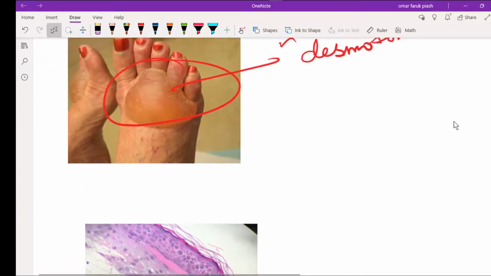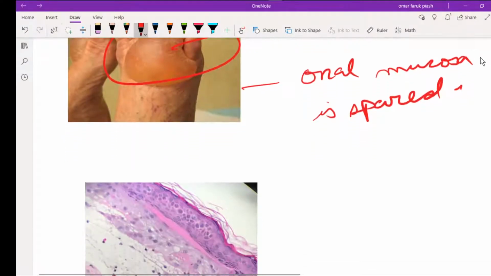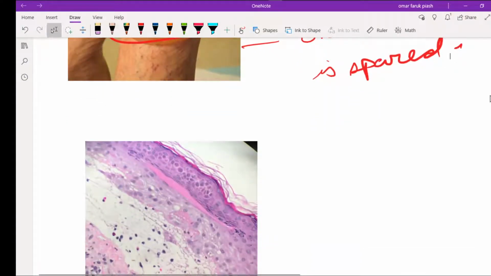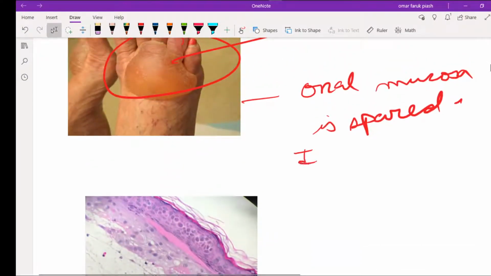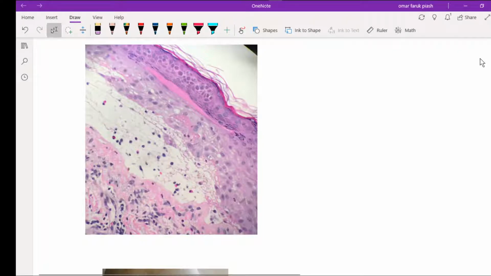In here oral mucosa is spared. This is another important point, that oral mucosa is spared. And in the first picture about pemphigus vulgaris, the oral mucosa is involved. And in immunofluorescence you will get a linear pattern.